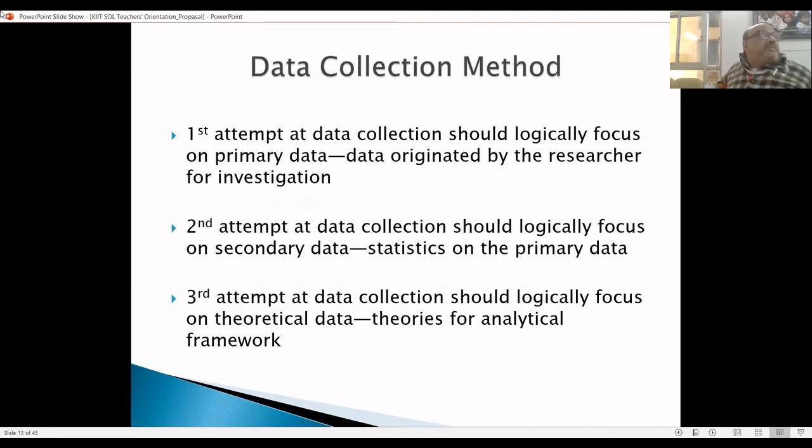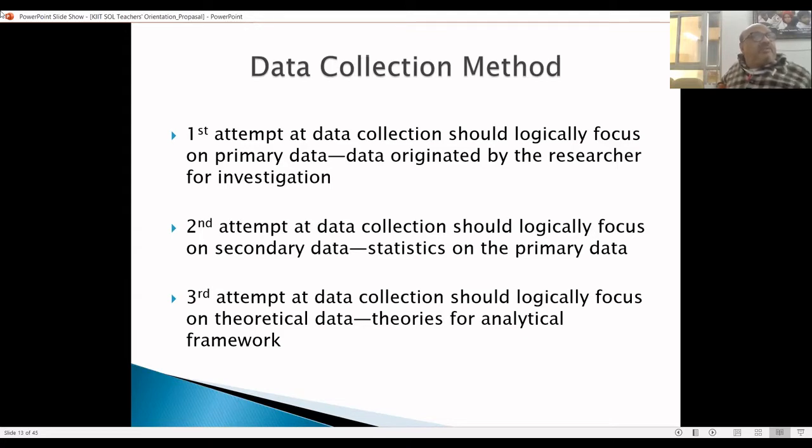What data collection method? Well, basically, they should be collecting data in 3 stages. In 3 attempts. Their first attempt should be to collect data on the primary text chosen. The primary data, the authors, the work.